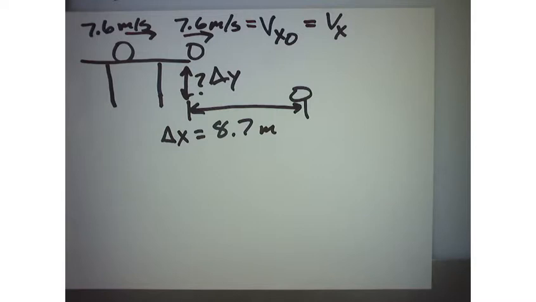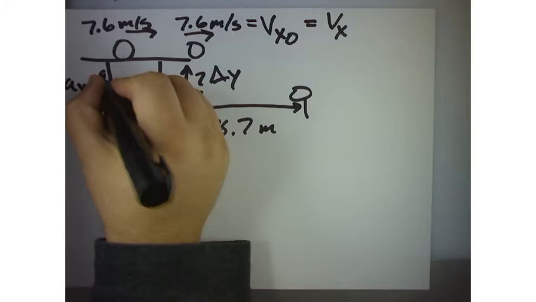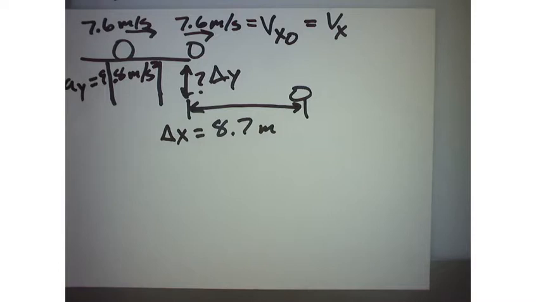Time. Time, I need to know the time. Acceleration. Acceleration in which direction? Well, the acceleration in the x direction is 0, right? And if it's 0 in the x direction, do we have acceleration in the y direction? What is it? How do we know that? It's the acceleration due to gravity. Very good. 9.8. So the acceleration in the y direction, okay, that's good.